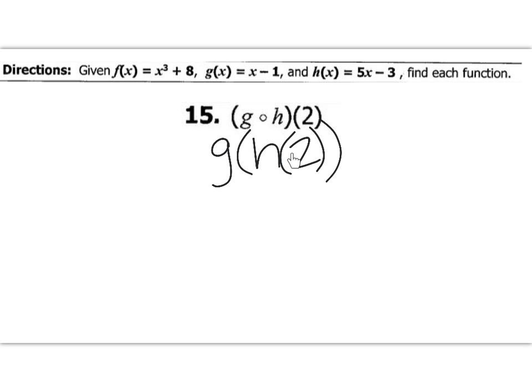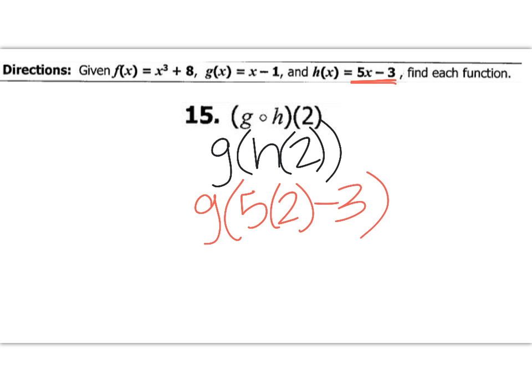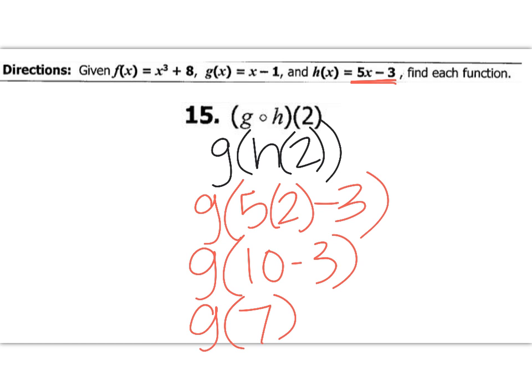Then we still want to work from the inside out, so we want to substitute in h of x in here. But anytime we see an x, we're going to put a 2. So this becomes g of 5 times 2 minus 3. Then we can simplify what's inside the parentheses. We get 10 minus 3, and we end up with g of 7.